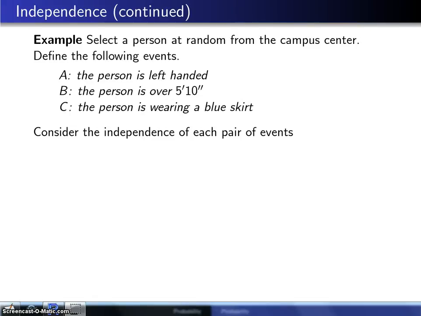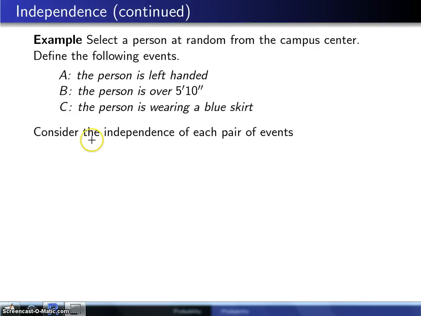Here is an intuitive example of determining whether or not events are independent. The example is: select a person at random from the campus center. Define the following events associated with that person. Event A is that the person is left-handed. Event B, the person is taller than 5'10", and event C, the person is wearing a blue skirt.